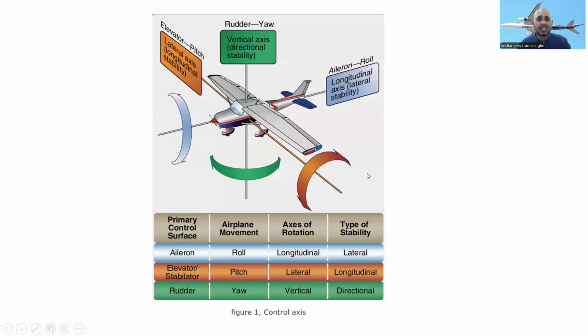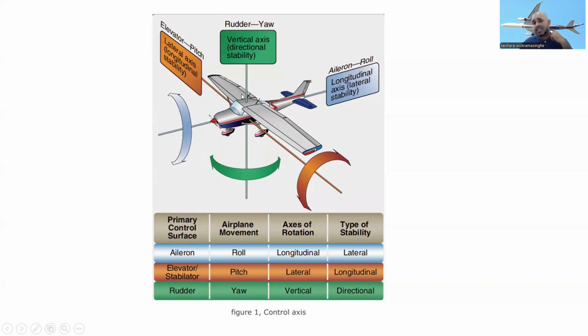Now, you can see these are the three axes: the yaw axis, the pitch axis, and the roll axis. You can say yaw happens about the vertical axis, like directional stability, and roll happens about the longitudinal axis, like lateral stability. And the elevators, like pitch, happen about the lateral axis, like longitudinal stability.